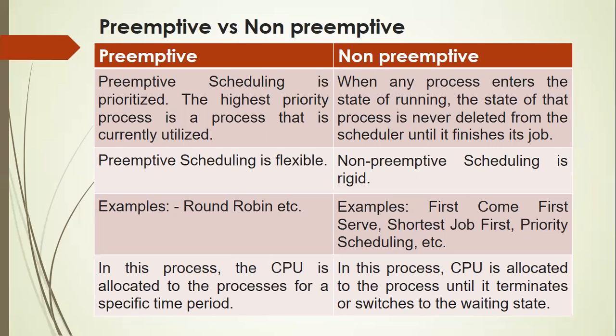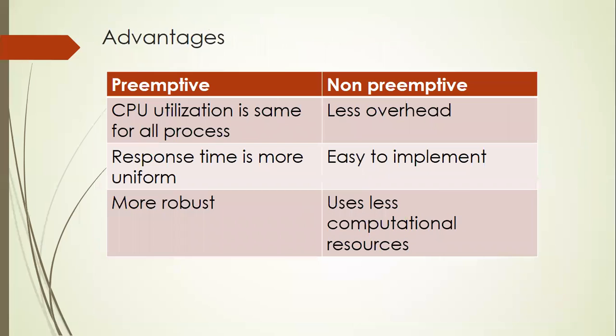I already told you that in non-preemptive scheduling, CPU scheduling takes place only in two situations: when the process terminates or when the process requests an IO operation. Let us see some advantages of preemptive algorithms versus non-preemptive algorithms. The left-hand side of the table gives the advantages of the preemptive algorithm, and the right-hand side gives the advantages of non-preemptive policies.